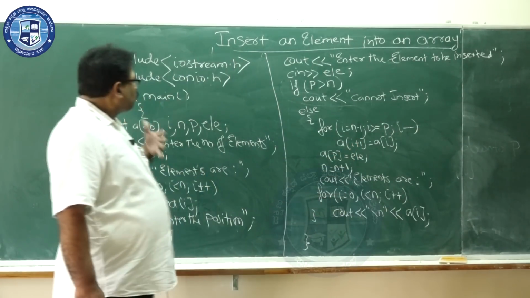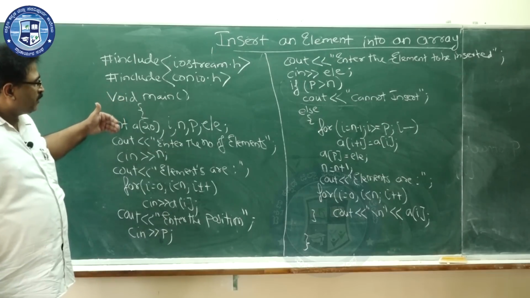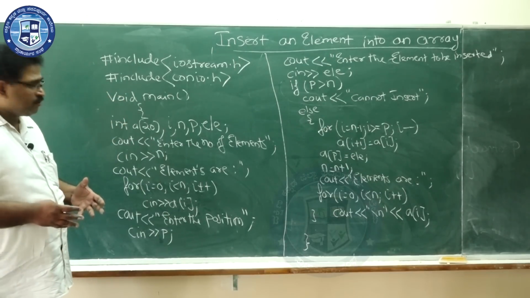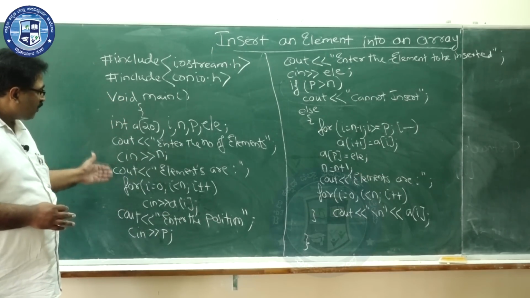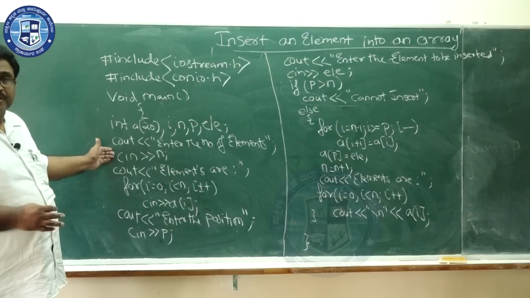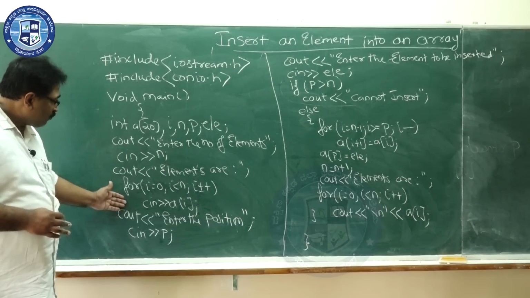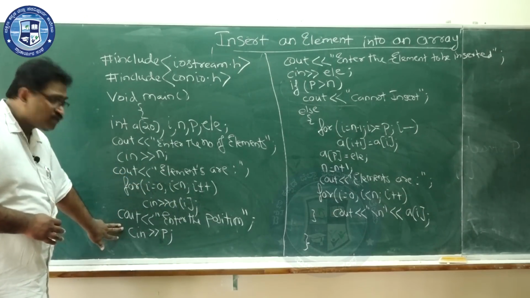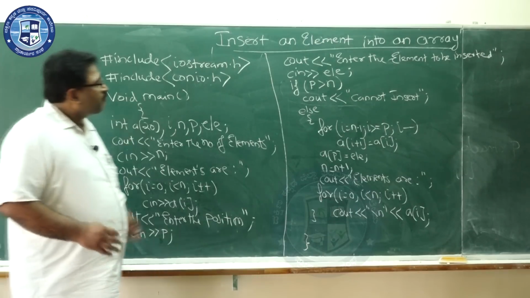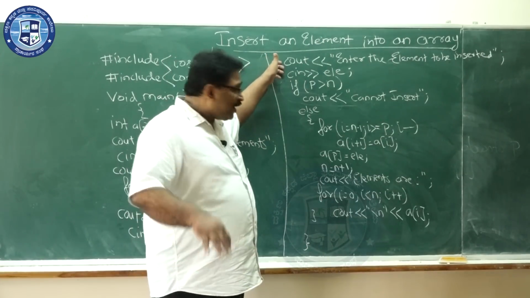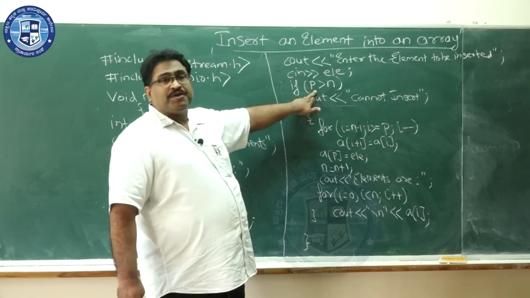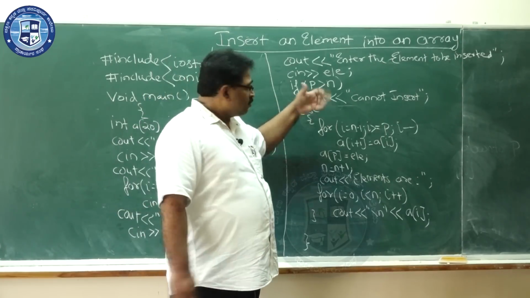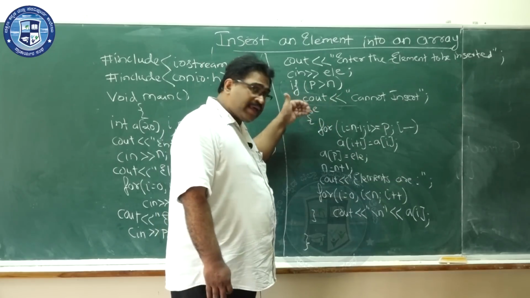I just want you to go through the program once again. Quickly, I'll let you know what we have done. We have inputted the number of elements. We have inputted the elements into an array, this part. Then we have asked for the position. Then we have asked which is the element you want to enter. We have checked for the condition: if it is greater than n, we cannot insert, else.